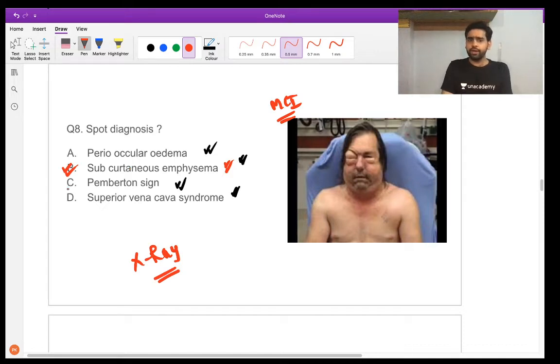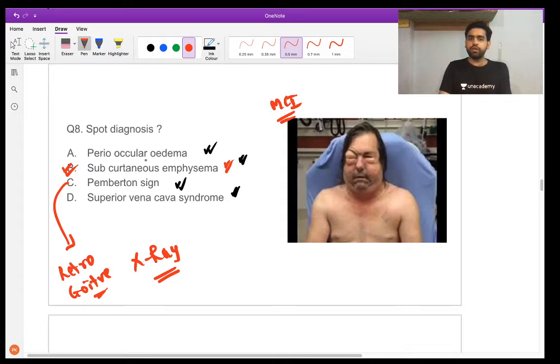What is the Pemberton sign? Pemberton sign is a feature of a retrosternal goiter. If you ask the patient to raise the arms above the ears, the vessels will get compressed and the patient will develop facial plethora. This is Pemberton sign positivity in a retrosternal goiter.